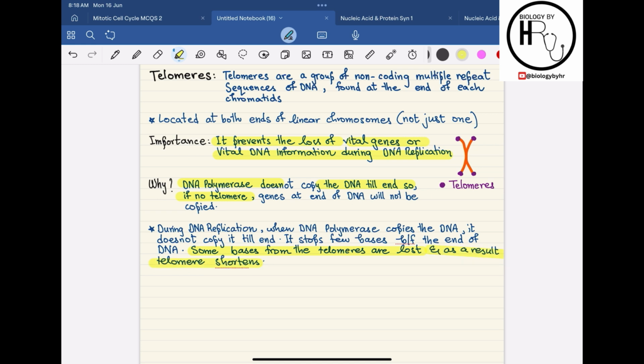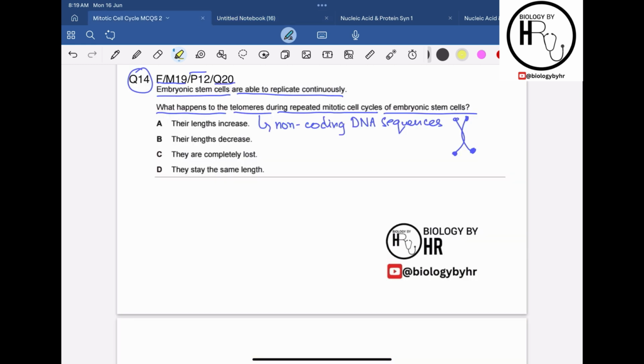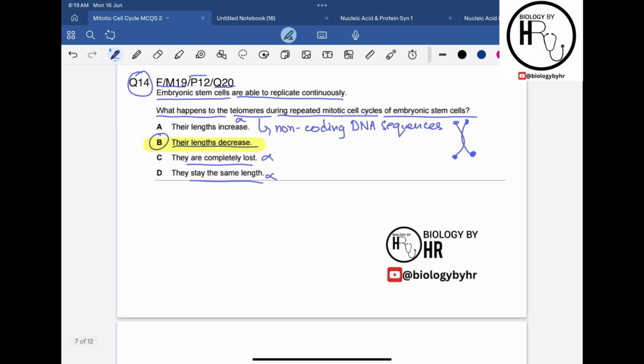So with the repeated mitotic cell cycles the telomeres shorten, right? So hence the correct answer over here would be their length decreases, which is option B. Obviously option A cannot be the correct answer. Their length increases, no, because with every cell division the telomere length shortens, right? They are completely lost, no. They stay at the same length, no, right? So the correct answer over here would be option B. I hope that this MCQ is clear to all of you.